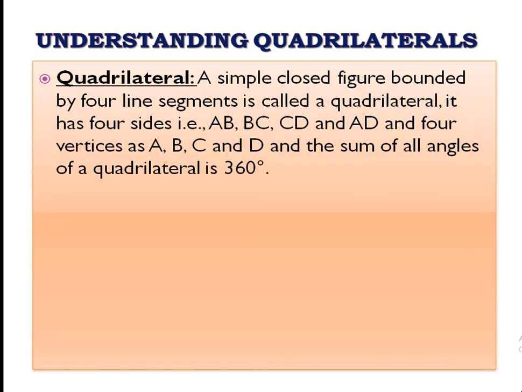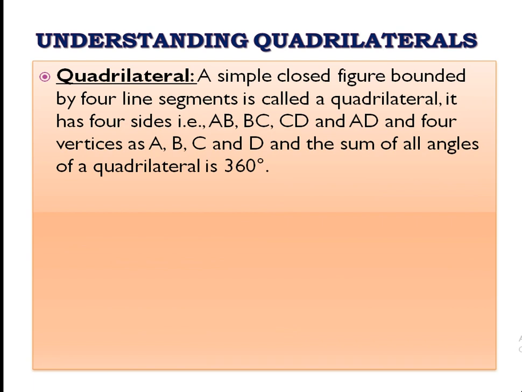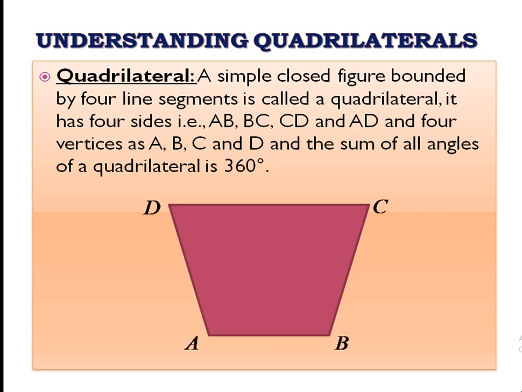Now next, quadrilateral. What is a quadrilateral? A simple closed figure bounded by 4 line segments is called a quadrilateral. It has 4 sides, that is AB, BC, CD and AD, and 4 vertices as A, B, C and D, and the sum of all angles of a quadrilateral is 360 degrees. Okay, let's see the figure. Here 4 vertices A, B, C, D, 4 sides AB, BC, CD and DA. Okay student.